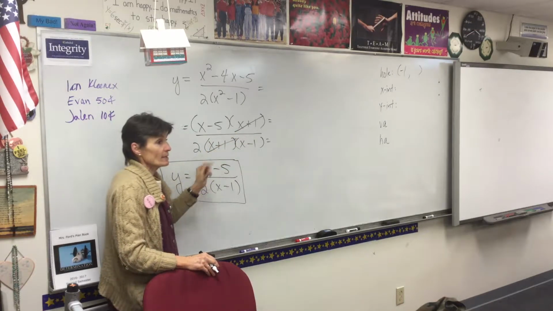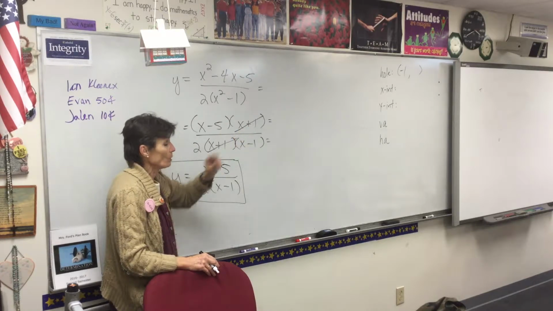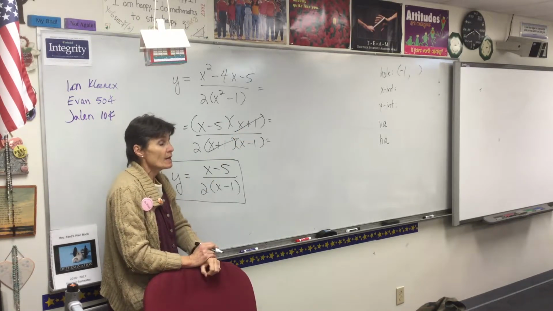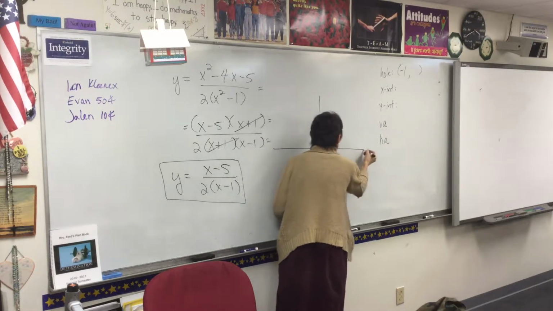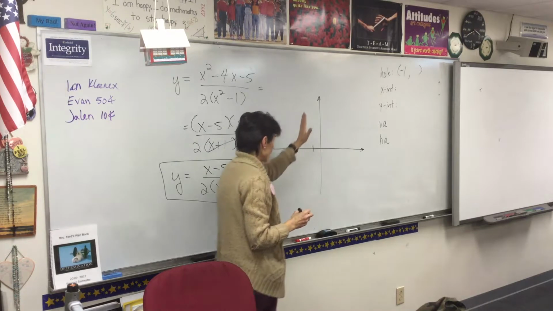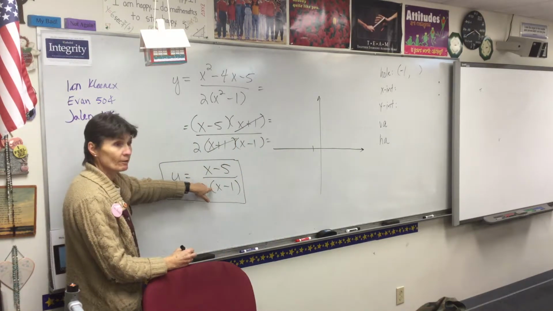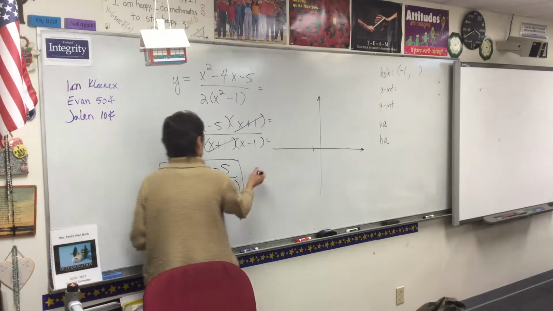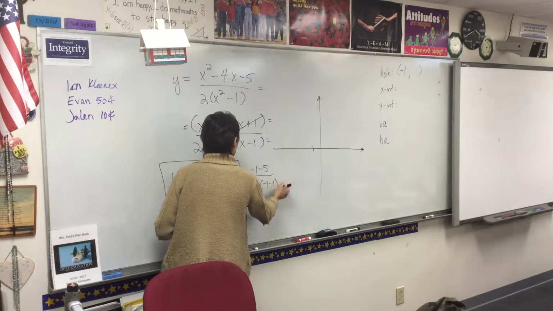So we canceled out a x plus 1, so our hole is going to be where x is -1. I got to plot that. I'd like to draw a picture of this. How will I know where to put it? Plug it in. I need to know its y coordinate, and I will find its y coordinate by plugging -1 in here. So -1 minus 5 over 2 times -1 minus 1.